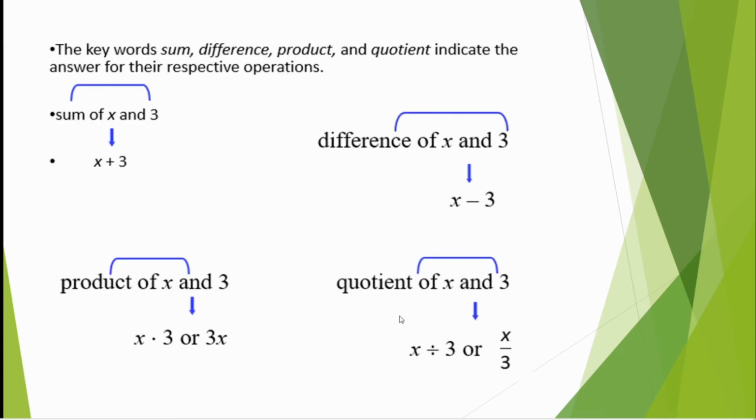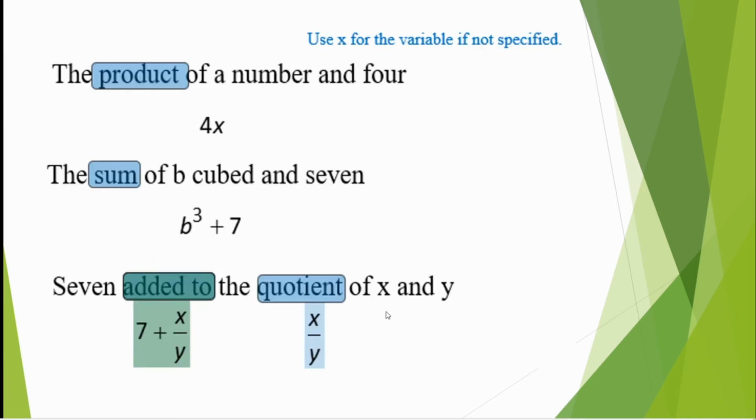So what are the keywords? We have sum, difference, product, quotient, and they indicate the answer for the respective operations. So the first one, we have sum of x and 3, difference of x and 3, product of x and 3, quotient of x and 3. Okay? So we can use x for the variable if not specified.